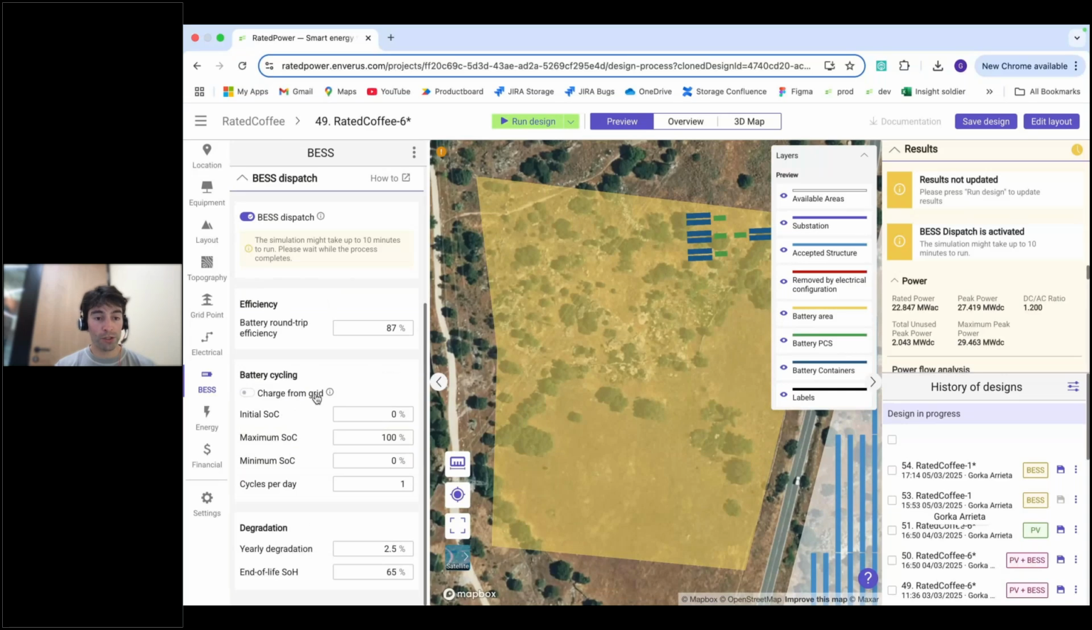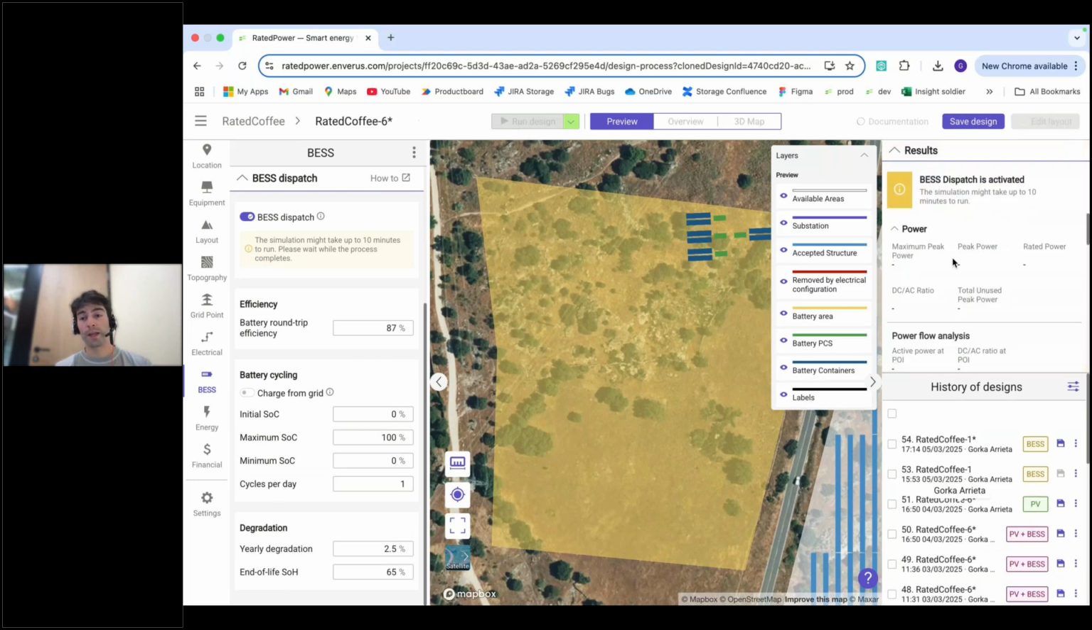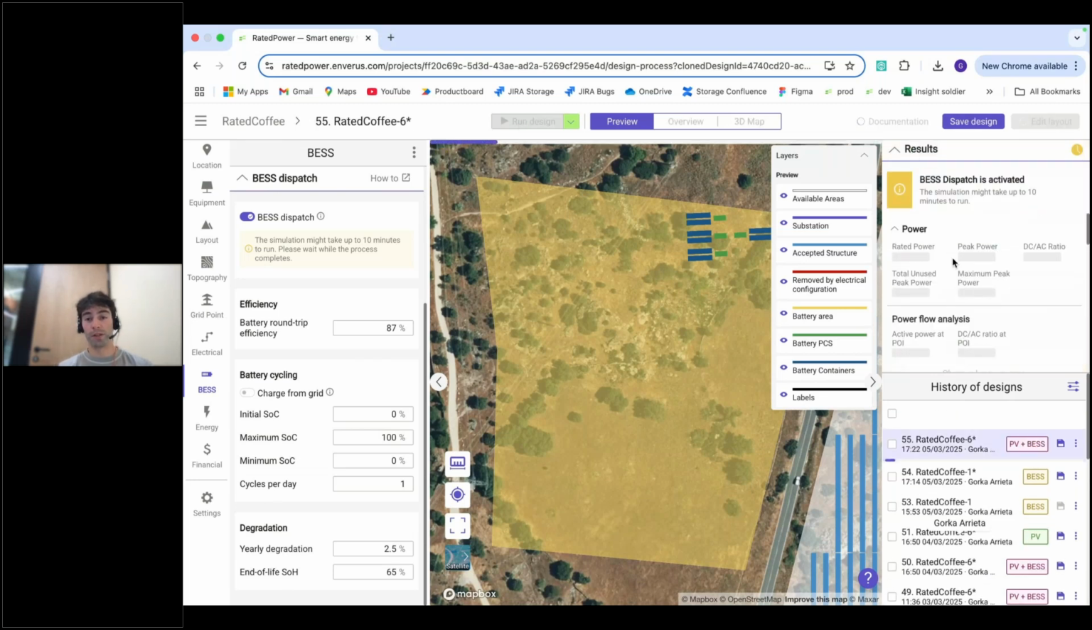We don't want to charge from grid, right? So this is a new input. Also in the hybrid systems, you see that everything stays the same except for this new input that lets us charge energy to the battery from the grid. We don't want this for this example. So let's run the design and see what the results are.